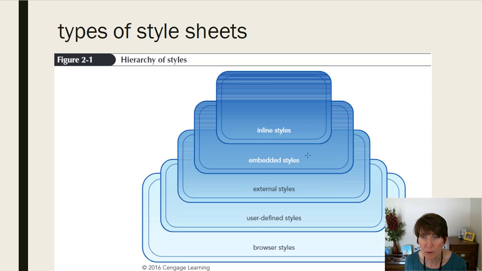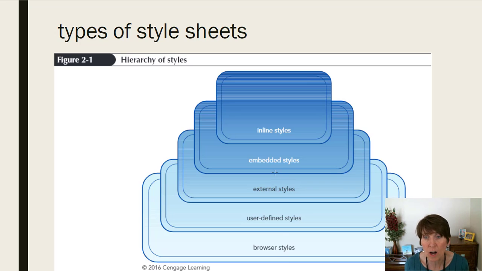Now, the browser gets style from several different places. The browser itself has some individual styles that it uses, and each browser has their own, so they're a little bit different in one browser than another. Then there are user-defined styles, where a user can set the styles in their own browser. If they want to override how the browser does it, they can add their own, and those will take precedence over what the browser style says.